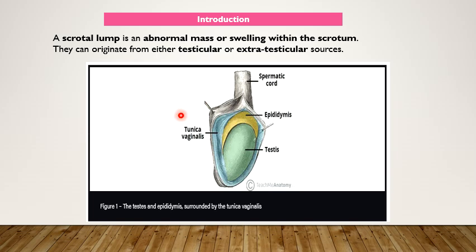Okay, here again. Now, what is a scrotal lump? The scrotal lump is an abnormal mass or swelling within the scrotum. It can originate from the testis or extra-testicular sources. Okay, there can be two origins, testicular origin or extra-testicular origin. Okay, as shown in this diagram here. This is the spermatic cord. This is the epididymis, the yellow in color, and then here the tunica vaginalis, inner layer and outer layer, visceral and parietal layers.